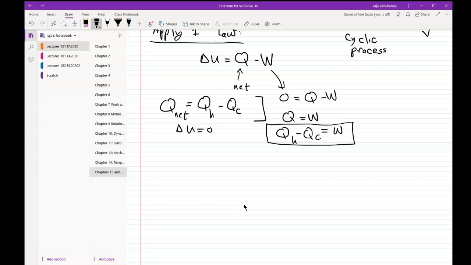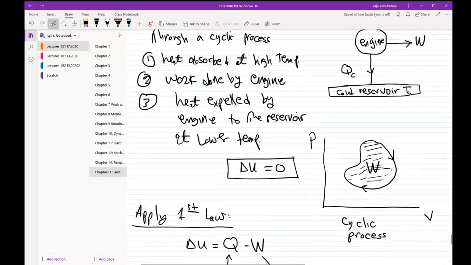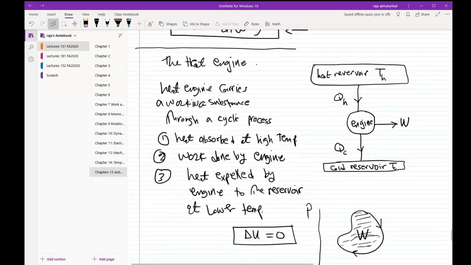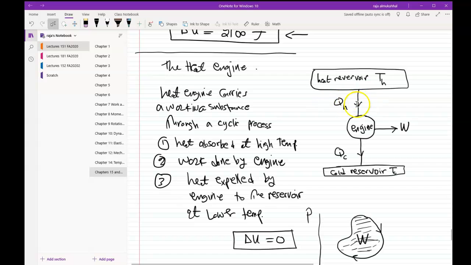All right, so what does all this mean? As I said, only a small fraction of the heat here is used to convert into work or a useful form, and the rest of it is expelled to the environment.